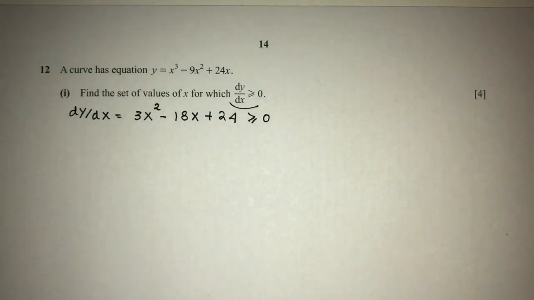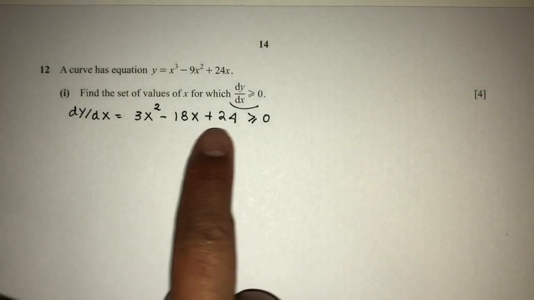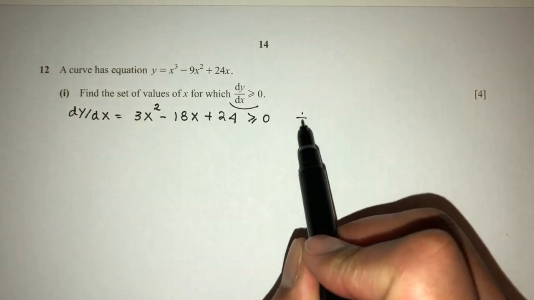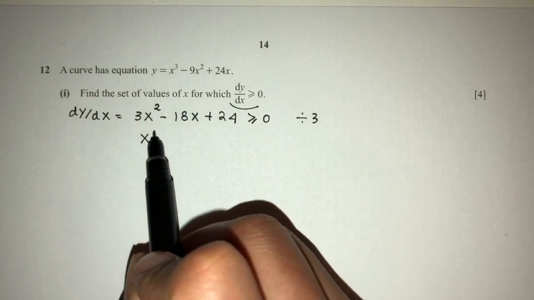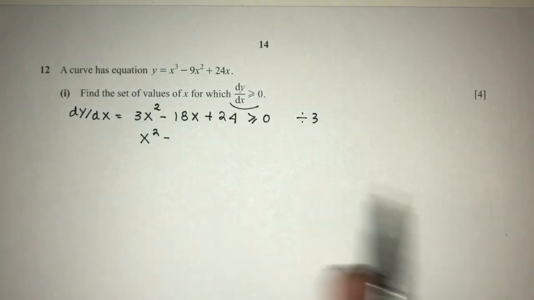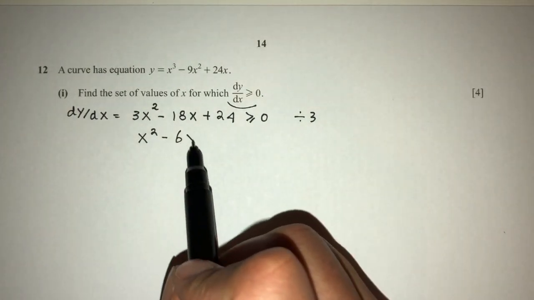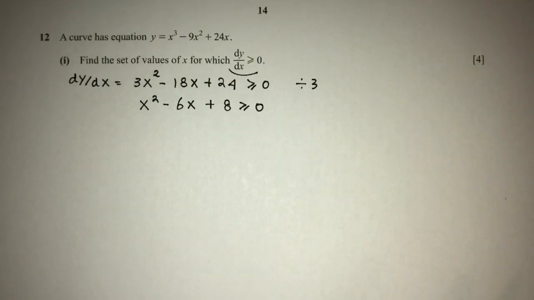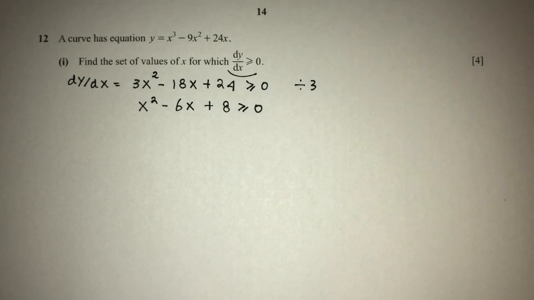So let's simplify the equation first. As you can see, we have 3, 18, 24. They are all multiples of 3, so we can divide by 3 everywhere. You will have x squared minus, that will be what? 6x, and that will be 8 is more or equal to 0. Okay, so we have solved this kind of question many times. If you observe, we have to find the critical values first.